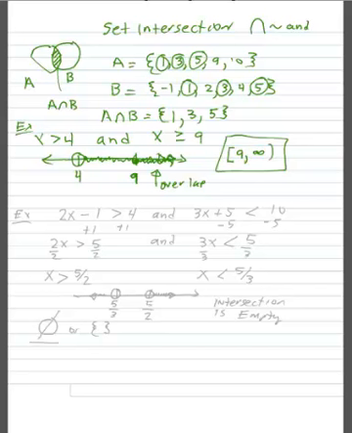Well, let's take a look at another example. If we have an inequality like 2x minus 1 is greater than 4 and 3x plus 5 is less than 10, then we're going to solve each of these. Add 1 to both sides. We get 2x is greater than 5, and now we're going to divide both sides by 2, and we have x is greater than 5/2. There's my first set. Now I'm going to work out the second inequality. Let's subtract 5 from both sides, and I get 3x is less than 5. And now I'm going to divide both sides by 3, and I get x is less than 5/3.